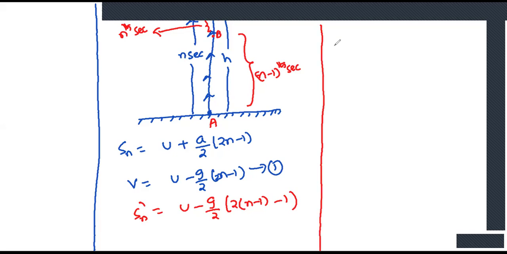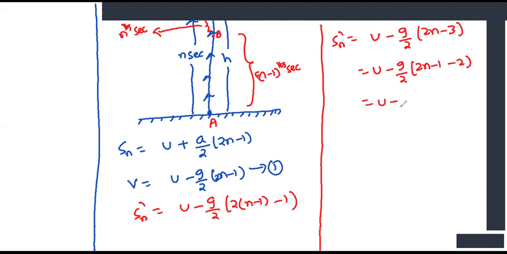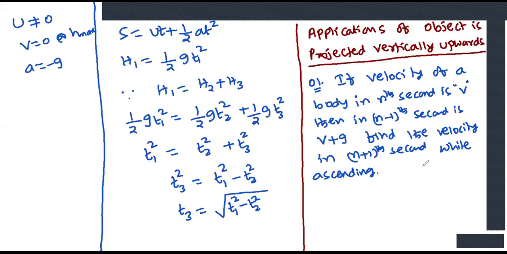So, Sn dash equal to u minus g by 2 into 2n minus 3. I am writing this as 2n minus 1 minus 2. Separate it: u minus g by 2 into 2n minus 1 plus g by 2 into 2. Here u minus g by 2 into 2n minus 1 means v, plus g, that's what they gave, the velocity in the n minus 1 second.